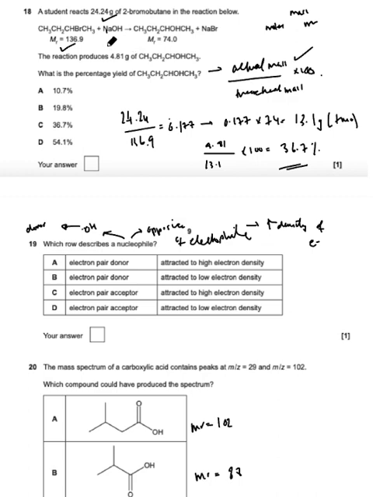When we actually did the reaction, we're getting 4.81, because of waste products. And so we have 4.81 divided by 13.1 times 100, which gives us 36.7. That would be the percentage yield, and this is C. So the answer is C.